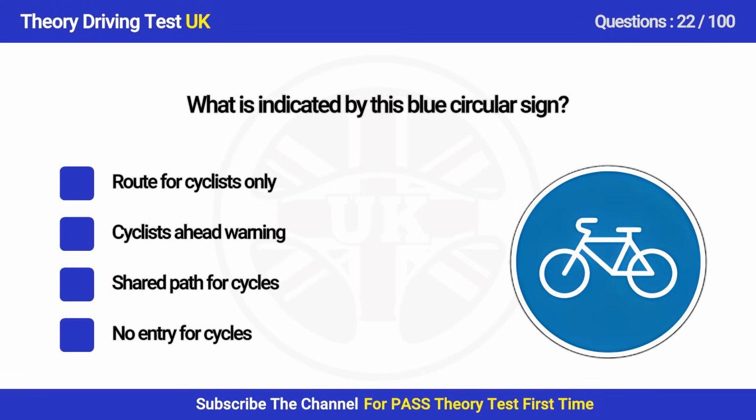Question 22. What is indicated by this blue circular sign? A. Route for cyclists only. B. Cyclists ahead warning. C. Shared path for cycles. D. No entry for cycles.